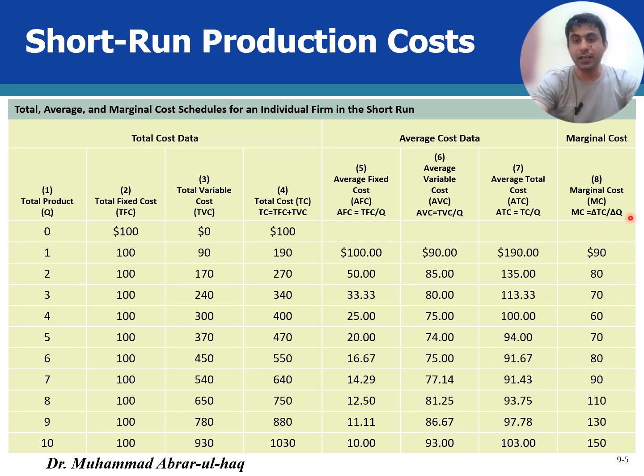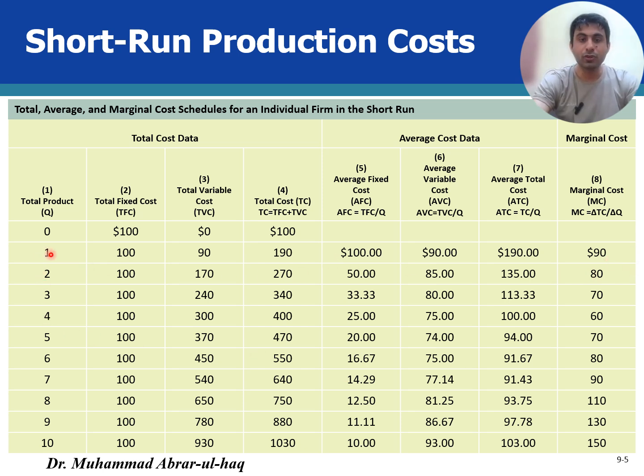And lastly, here we have the marginal cost. Marginal cost simply represents the change in the total cost by changing the output. So like here, the firm is moving from 0 to 1 unit of production. The total cost is increased from 100 to 190, and the change is 90. That 90 is extra because of the first unit of production. So the marginal cost for the first unit is 90.